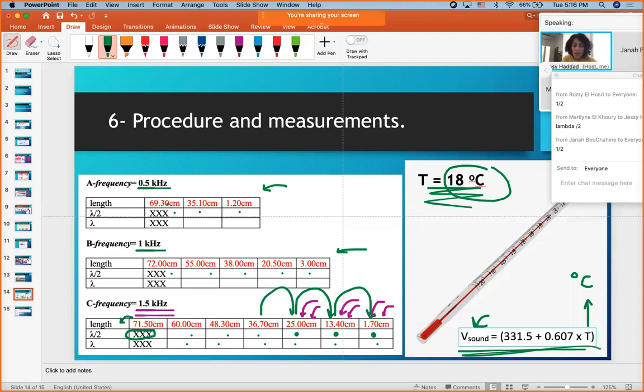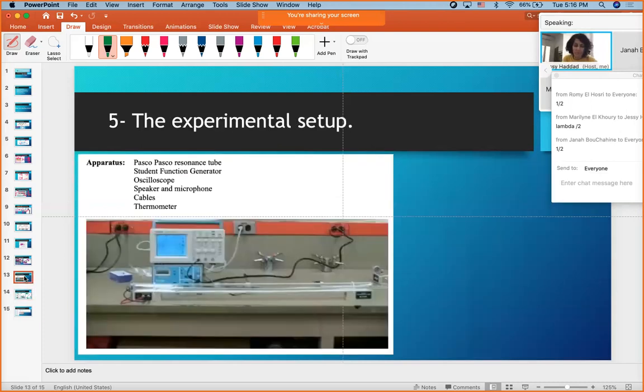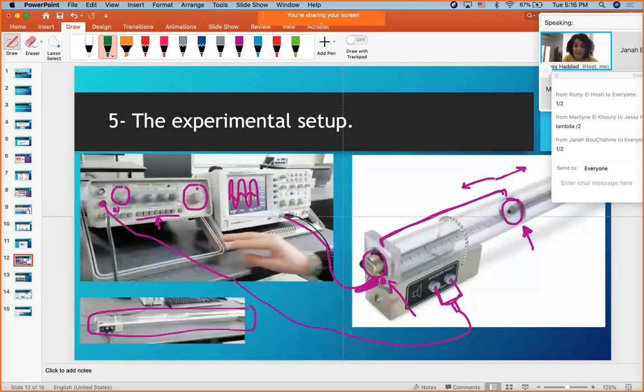So far, we're not moving the microphone, we're only moving the piston. Next, this is a big picture of the setup from Pasco that is very similar to what we have, but not exactly the same. I wanted to show you the list of material needed.